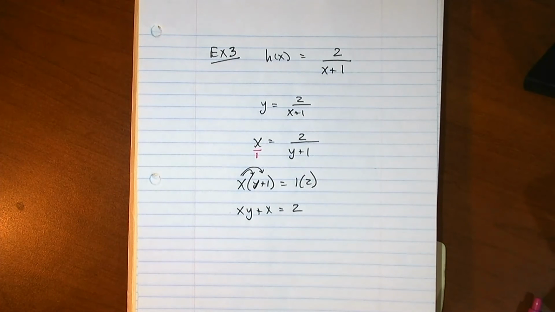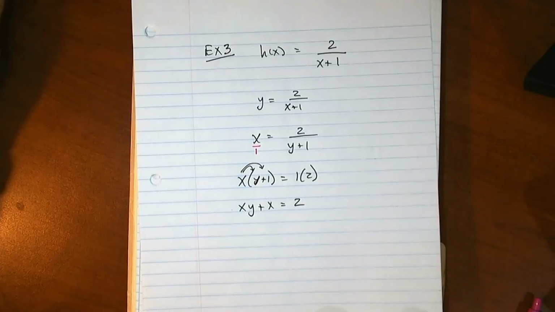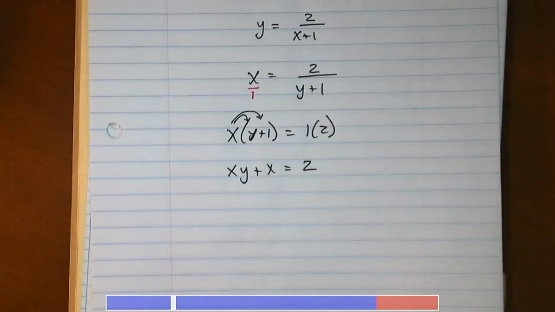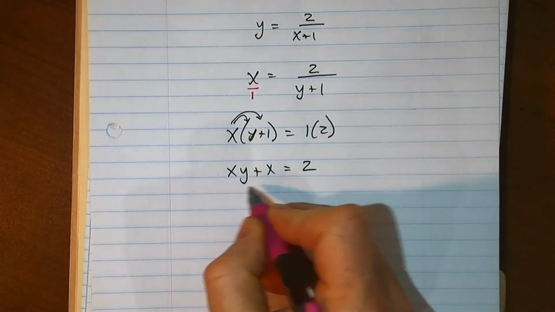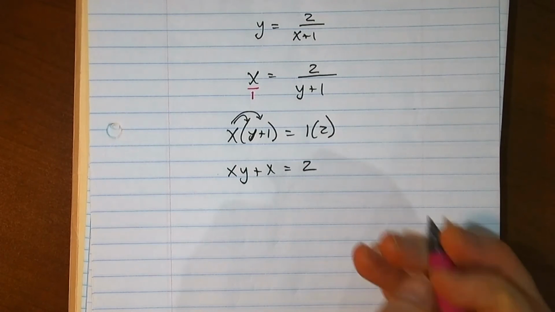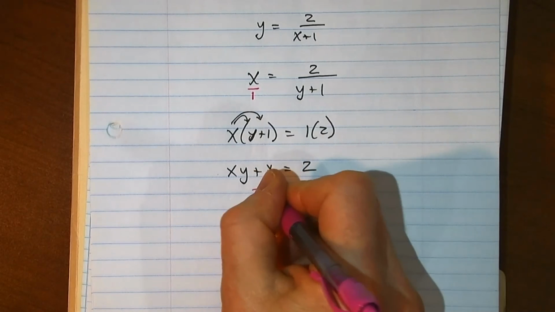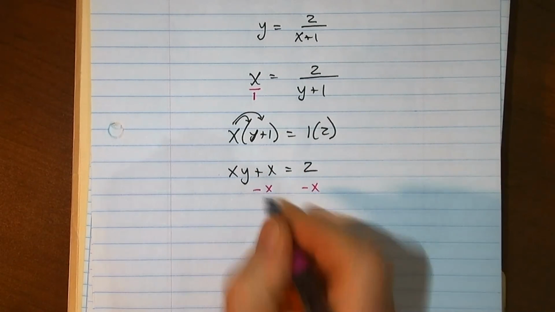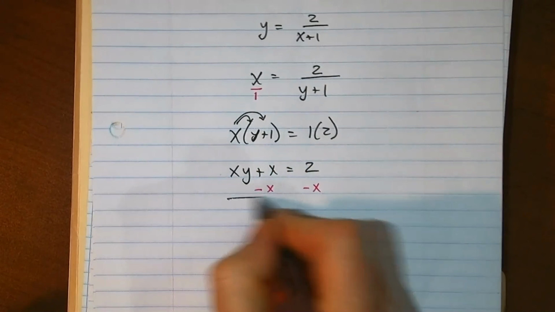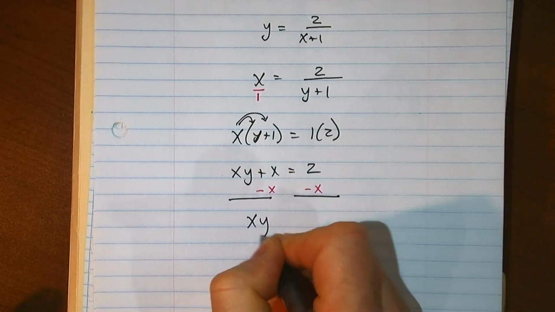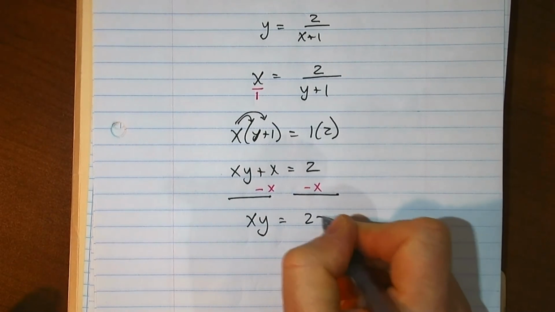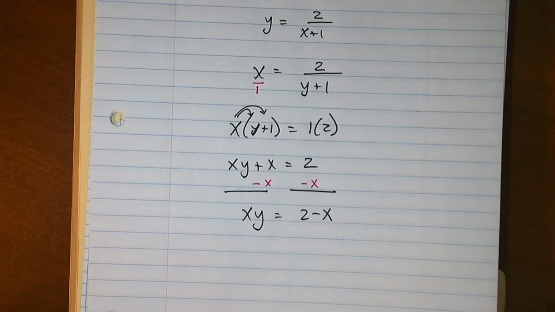All right, so now let's think about how am I going to get the y by itself here? Well, what I'm going to need to do is first get rid of this x at the end. And that is being added on to y. So what gets rid of addition? Subtraction does. So I'm going to subtract an x from both sides. When I do that, these x's will cancel out. That leaves me with an x times y. And over here, I get 2 minus x.